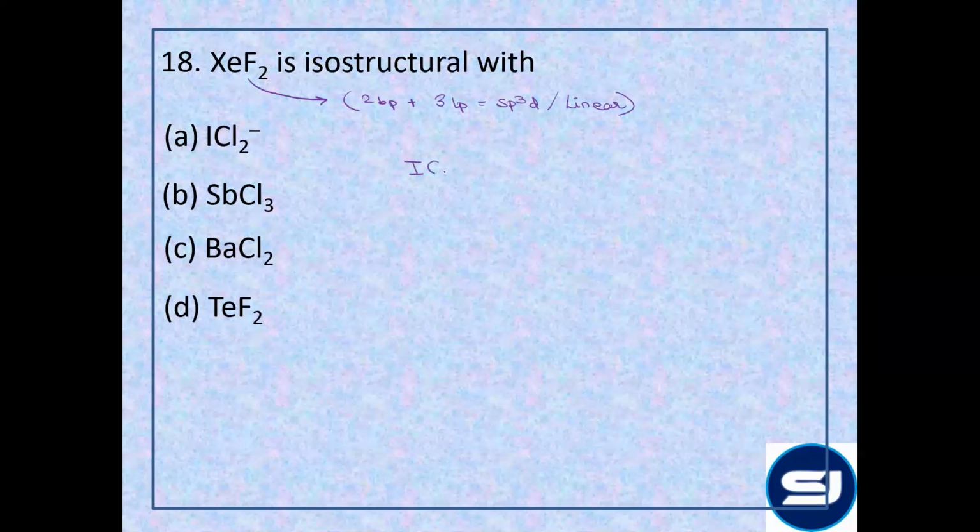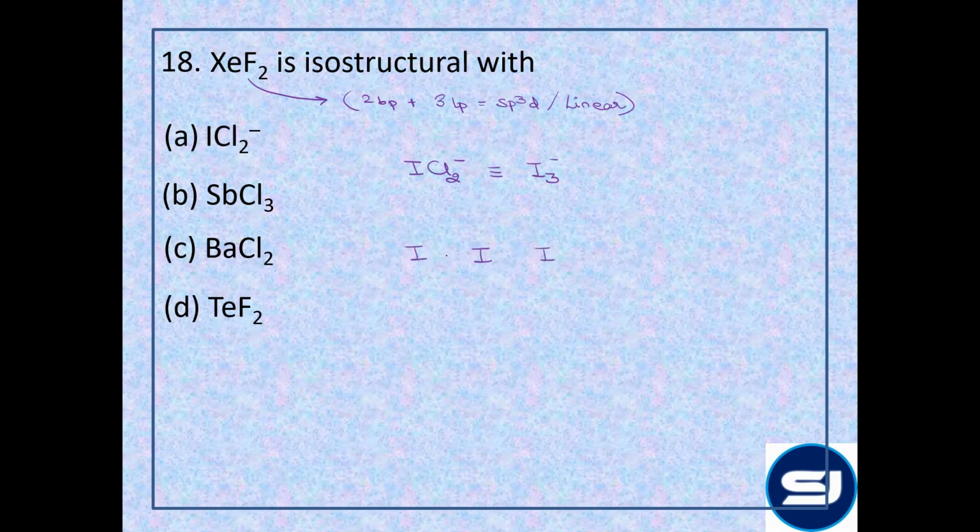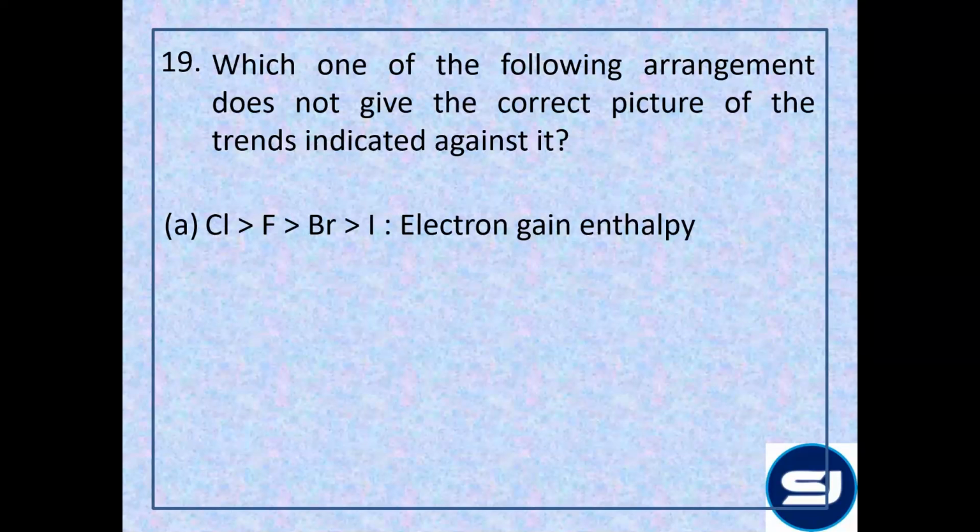If you look at the first option, ICl2 negative is nothing but equivalent to the polyhalide I3 negative, and the 3 iodines were placed in the linear arrangement with this iodine containing the 3 lone pairs। Central atom जो है वो sp3d hybridized है with 2 BPs 3 LPs and it is isostructural with XeF2, which is not correct or which does not give the correct picture of the trends indicated against it। और ये group 17 के related है. Is the first one correct?